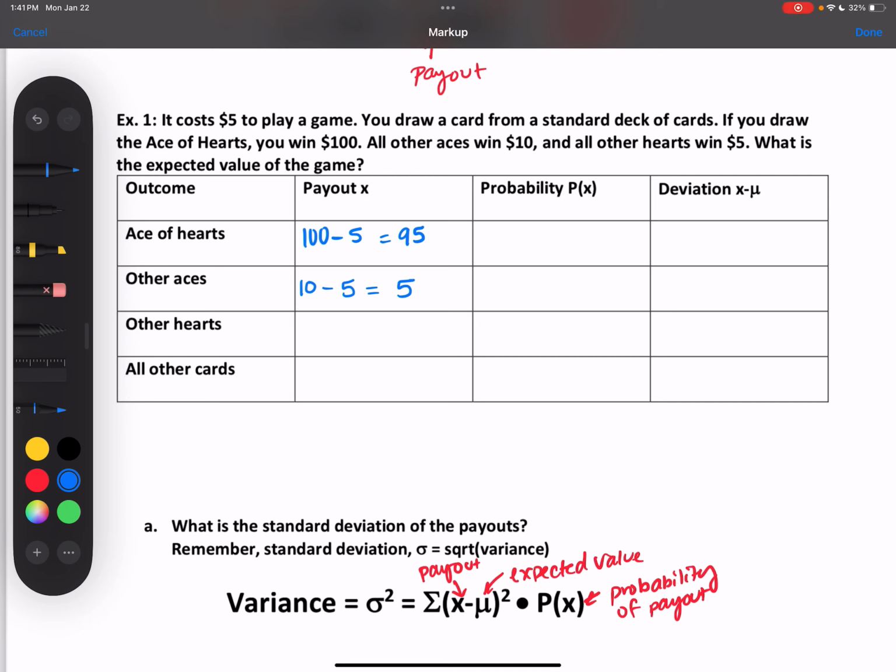All other hearts win $5, but you paid $5 to play, so your payout is 0. You got $5, you paid $5, so you just got no money, like a refund. Now, if you don't get any of those things, then all your other cards win $0, but you still paid 5 to play, so you lost $5.